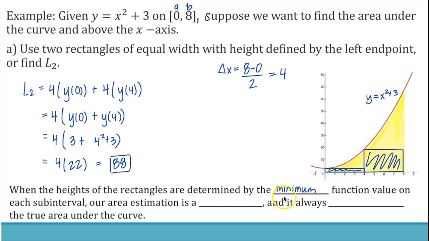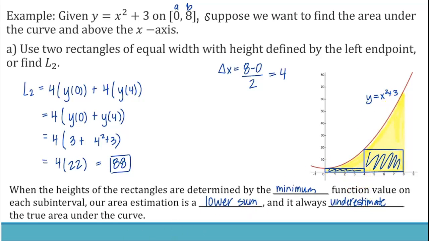So if we always use the minimum function value over each subinterval, our area estimation is what we call a lower sum. And it's always going to underestimate the actual or true area under the curve because you're using the smallest possible value over that interval. So we're calling it a lower sum, and it will always be under the actual or true area under the curve.